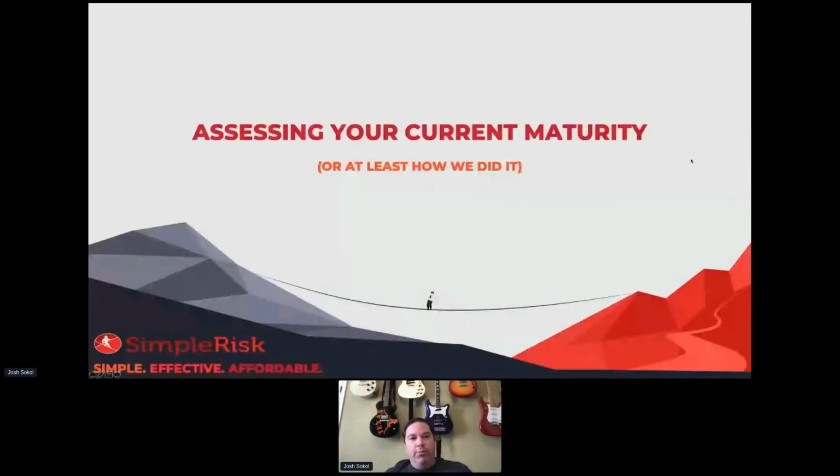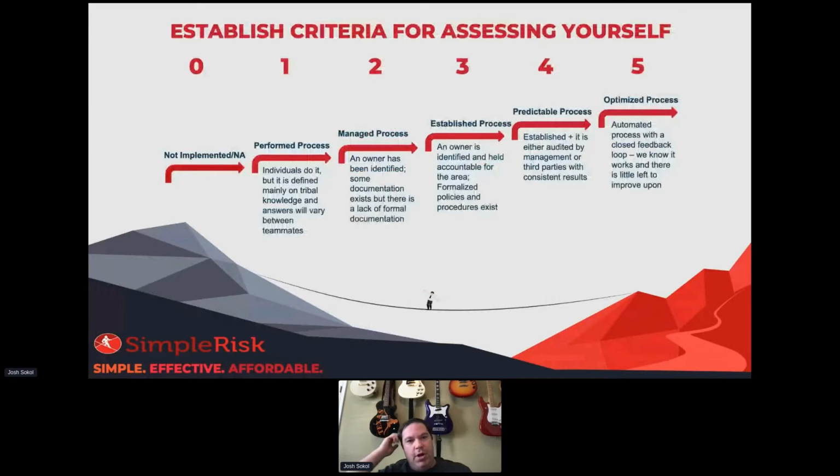So assessing your current maturity, or at least how we did, right? There's lots of different ways to assess maturity. But what Alex and I did is we said, all right, there's this concept of a CMMI.